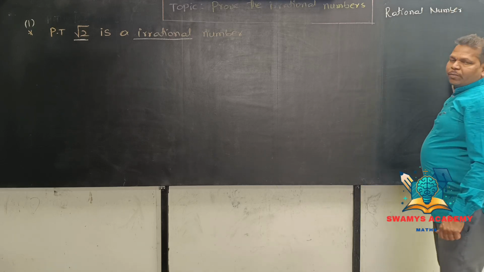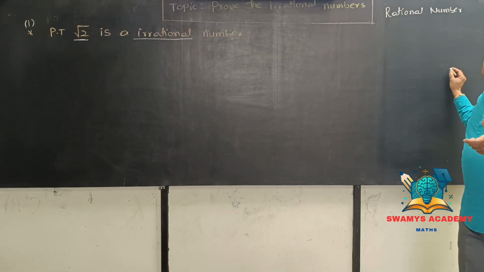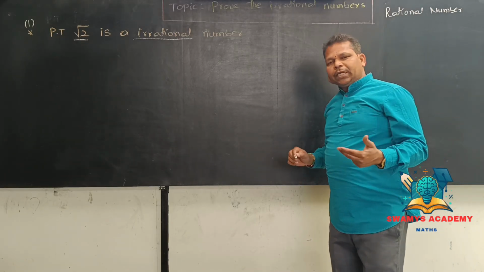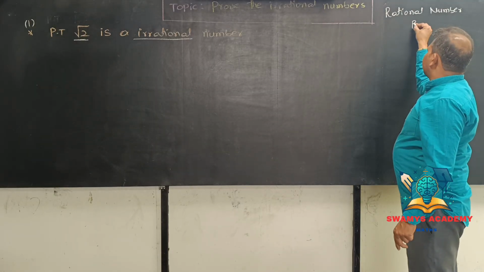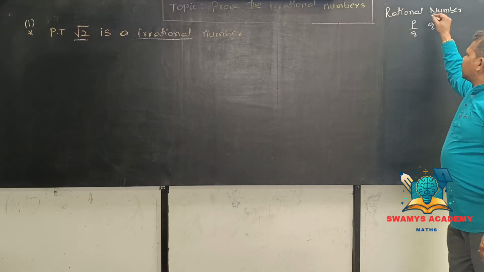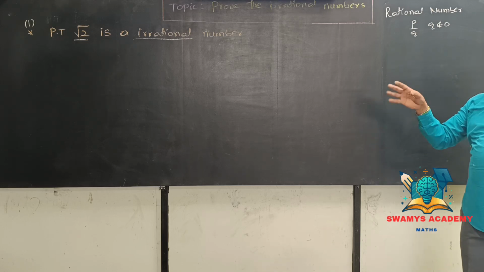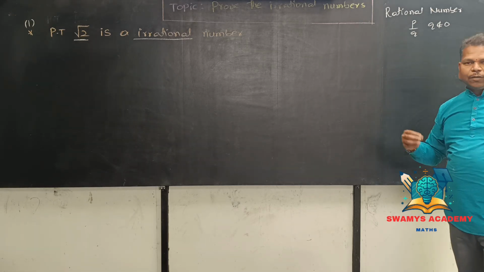A rational number means which can be expressed in the form of p by q or a by b, which is nothing but a fraction. Q is not equal to 0. That is called a rational number. So in place of irrational we take rational number. If we prove that it is not rational, then automatically it becomes irrational.